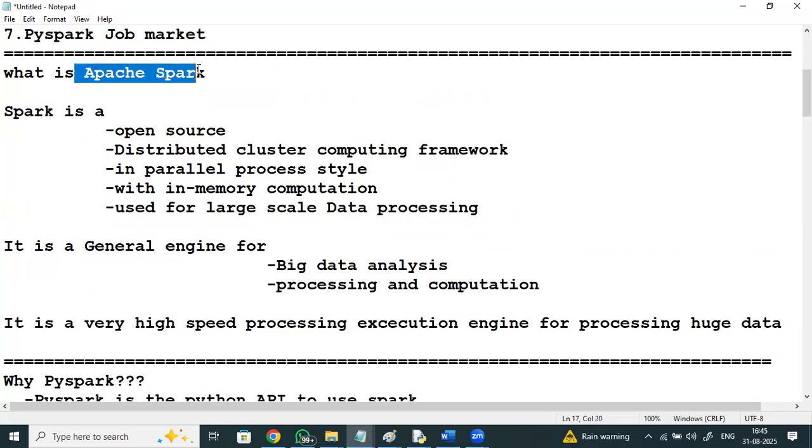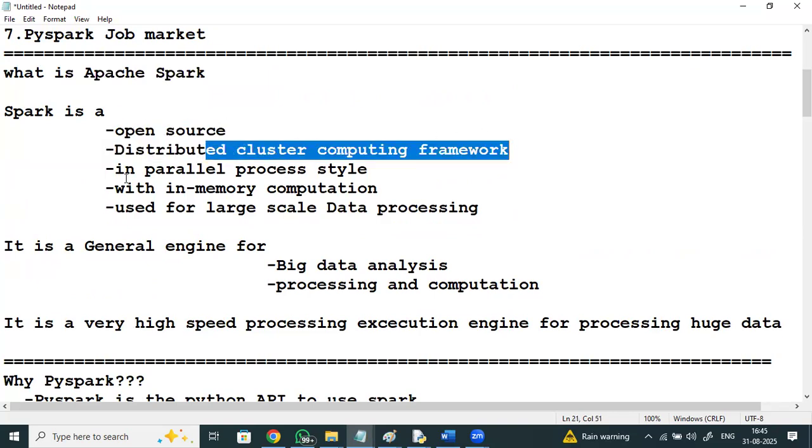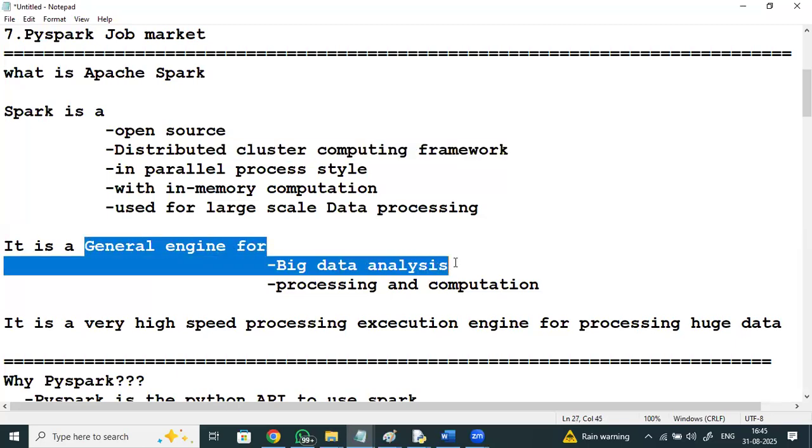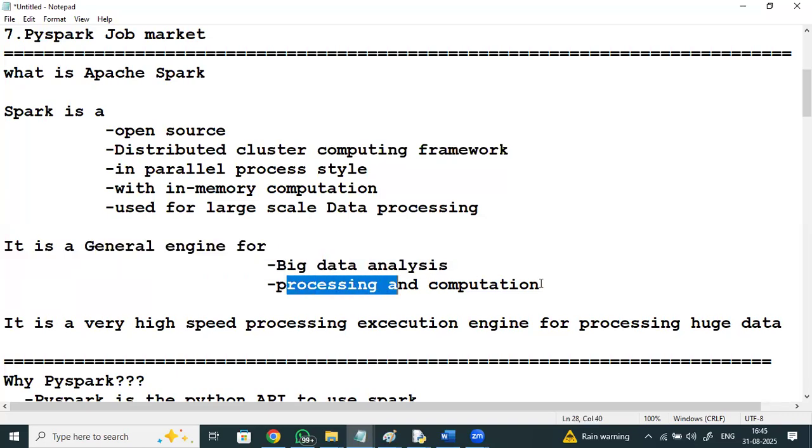What is Apache Spark? Spark is an open source distributed cluster computing framework in parallel processing style with in-memory computation feature, used for large-scale data processing. It is a general engine for big data analysis, for processing and computation. It is a very high-speed processing execution engine for processing huge data.